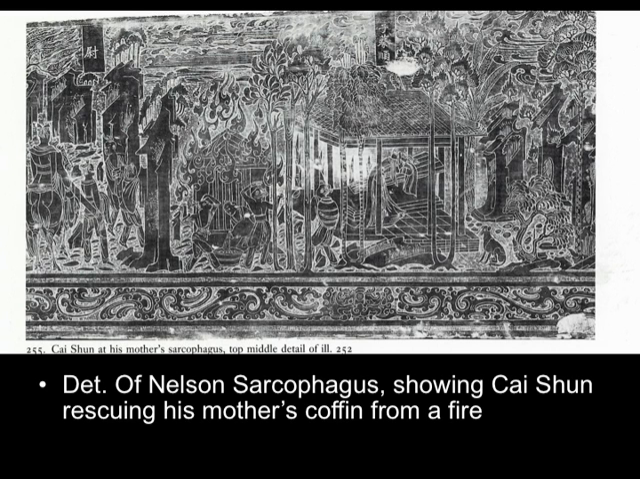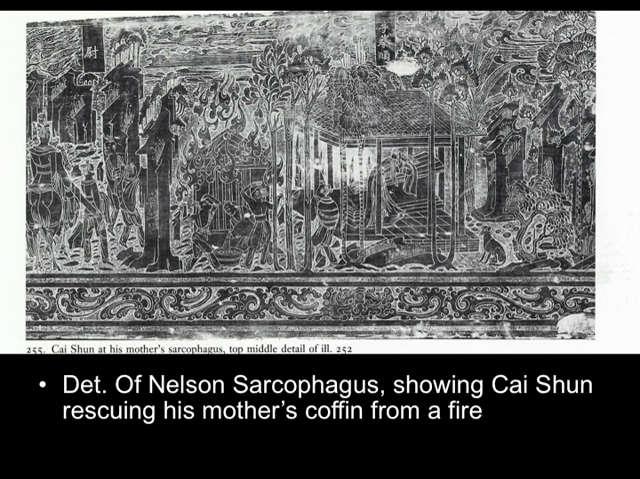Okay, so let's see. This is another scene of filial piety where Kai Shun is a filial son. His mother dies, his father remarries, his stepmother doesn't like him very much and so keeps trying to kill him. Even though that is happening, Kai Shun is such a filial son. He stays with his dad and his stepmother.